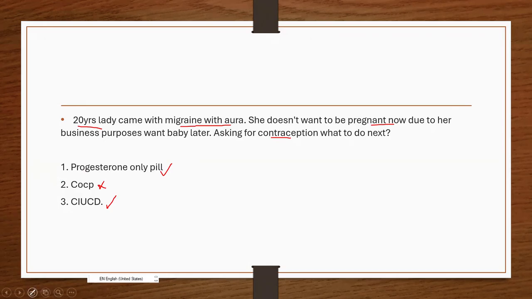For that, you actually need the duration that she doesn't want to be pregnant. Now they have not told whether she wants to get pregnant soon or later. Copper IUCD will provide protection for years. Progesterone only pill, if you stop it, you will regain fertility again. So if she wants to delay this for a short period, yes, progesterone only pill would be a better option. But if she wants this for a longer period, then copper IUCD would be the better option.